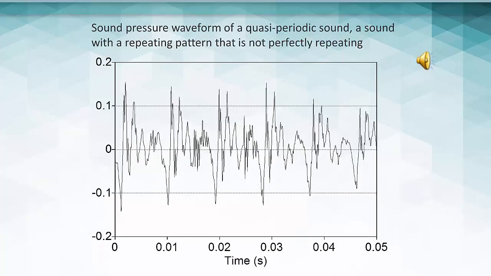Here's a sound pressure waveform of a quasi-periodic sound, a real-world sound with repeating frequency components. Because it's a real-world sound, it doesn't repeat perfectly from cycle to cycle like a periodic sound does. But if you look at the pattern, spacing, and amplitude of the peaks and the troughs, there's a recognizable similarity from one cycle to the next. This happens to be a small piece of a vowel.